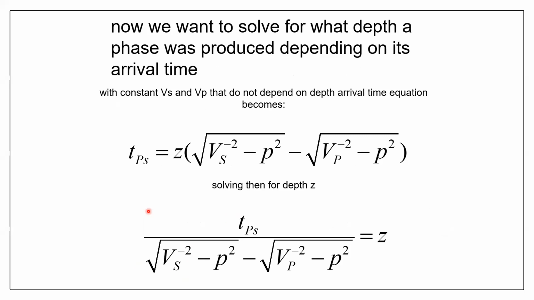Now we want to solve for what depth a phase was produced depending on its arrival time. With constant Vs and Vp that do not depend on depth, the arrival time equation becomes like this. Here you have removed the elemental increment in the depth and just kept the capital D value. If you would like to find out the depth, you will need the knowledge of the travel time, the average shear wave velocity, and the ray parameter.